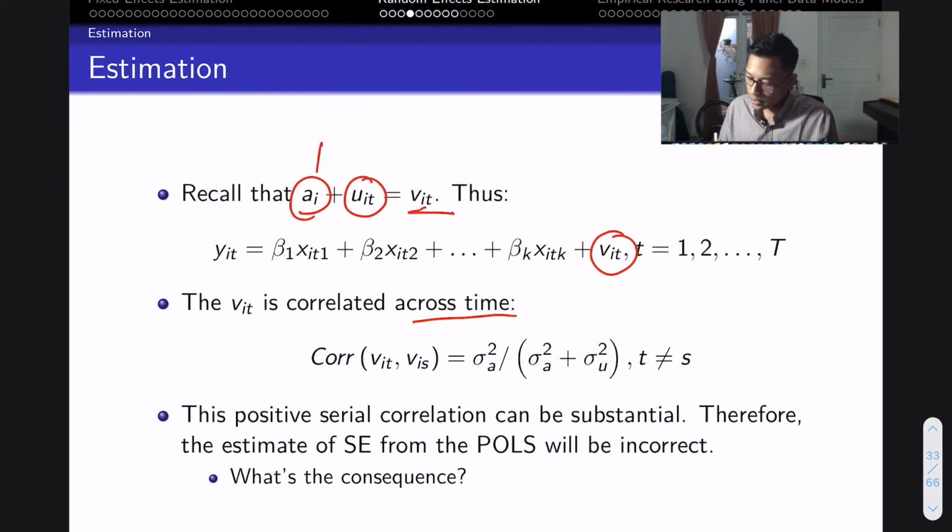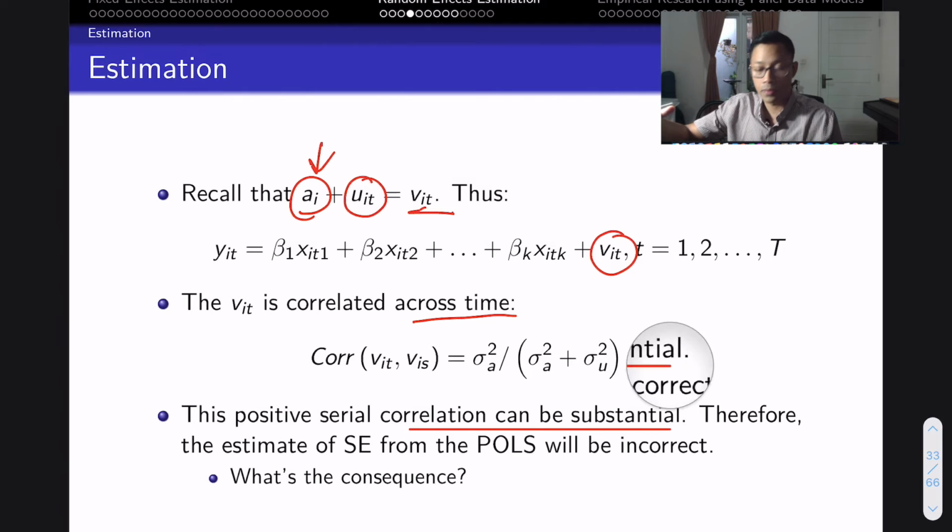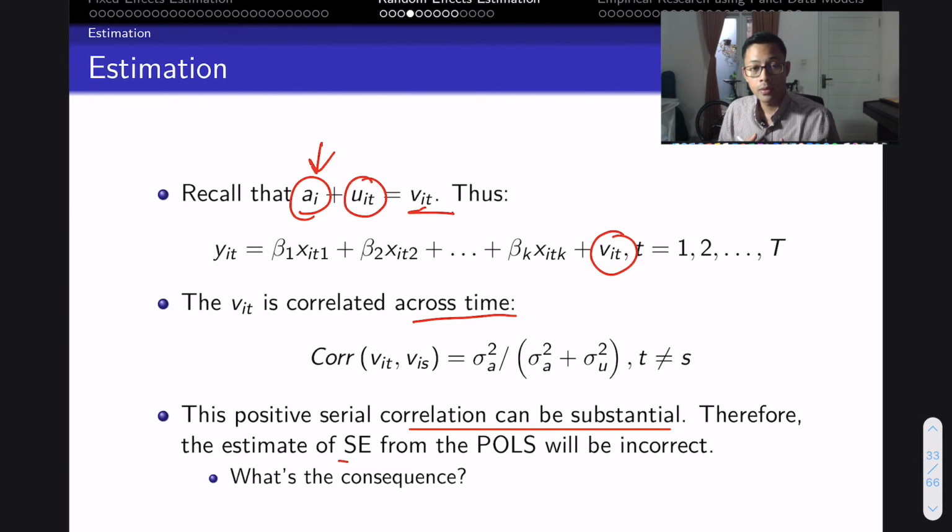Now, the positive serial correlation can be substantial, and so the estimate of the standard error from the pooled OLS is going to be incorrect. Basically, if the unobserved effect has positive correlation across time, then your standard error is going to be underestimated. What it means is that the true standard error could be higher than the one that you estimate. And what's the consequence? Well, the consequence is that you're going to face a larger probability of type 1 error.